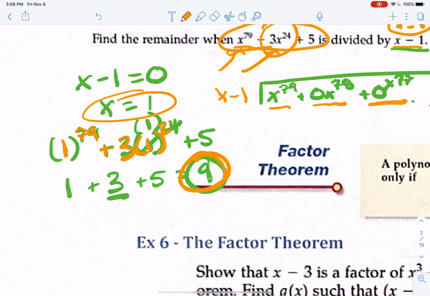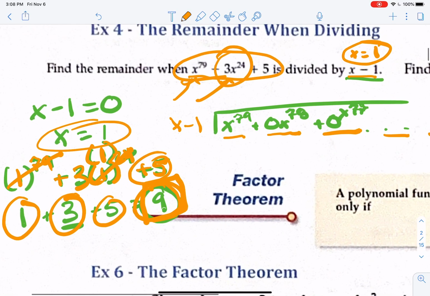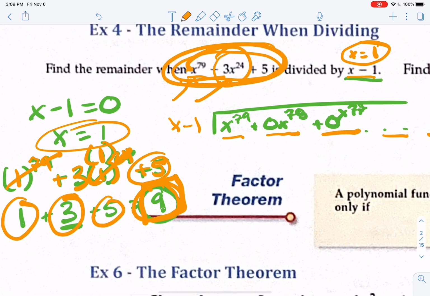Okay, well, 1 to the 79th power is 1. 1 to the 24th power is 1, but then I take that times 3, and I get 3. And then plus 5, and I get 9. And what that means is that if I take this function here and divide by x minus 1, 9 will be my remainder, okay?